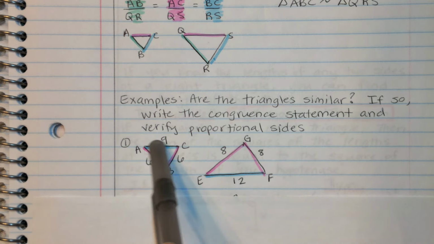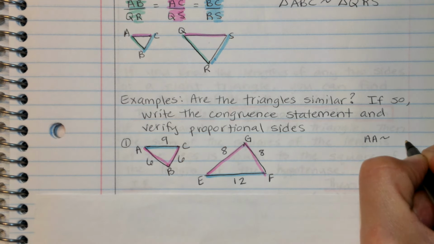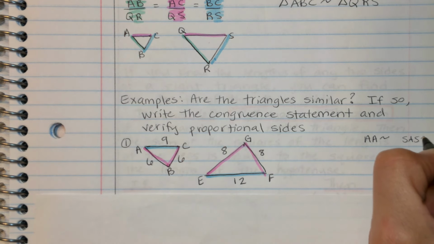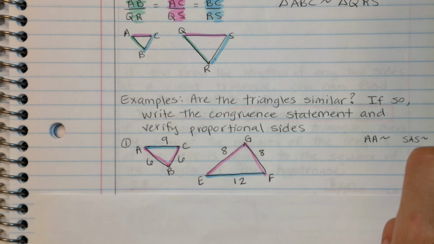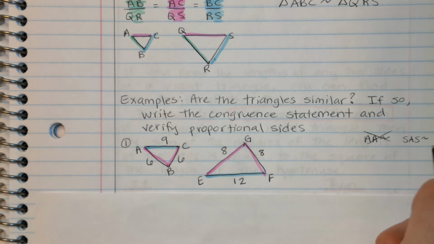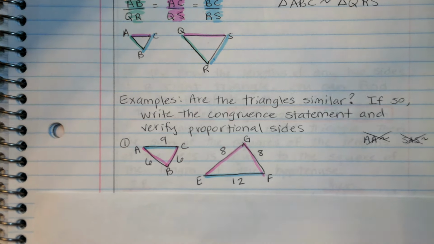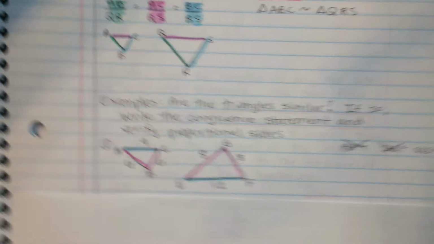So none of the angles are marked. So it can't be angle, angle. Just to show you guys, I'm thinking, is it angle, angle? Is it side, angle, side similarity? Or is it side, side, side? I have no information about any angles, so it can't be any of the ones with an angle. The only one it could possibly be is the side, side, side.